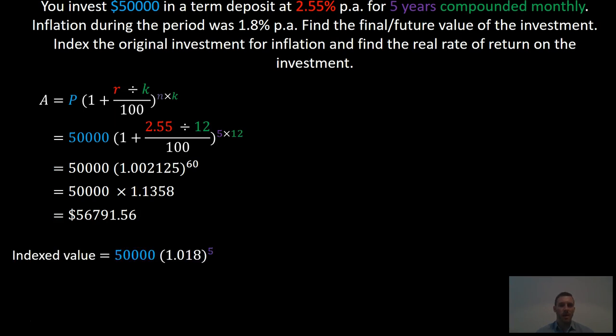$56,791.56. Now we have to work out our index value, which is 50,000 times 1.018 to the power of 5, because inflation is 1.8% per annum. So we convert that to a decimal by dividing by 100. We add 1 to it, and then we have it to the power of 5 this time because the term deposit is 5 years. And we get the index value is $54,664.94.